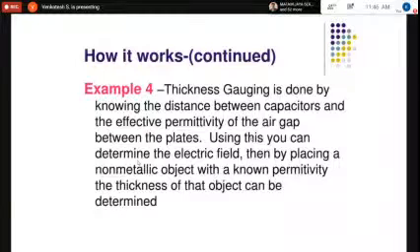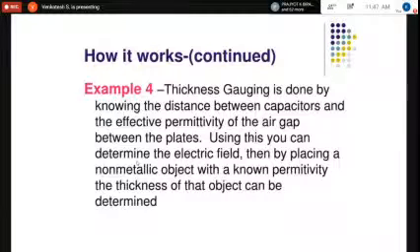And the third is thickness gauging. As the dielectric material thickness increases or decreases, thickness gauging can be done. The capacitance varies with the thickness of the dielectric material. Thickness gauging is done by knowing the distance between the capacitor plates and the effective permittivity of the air gap between the plates. Using this, you can determine the electric field. Then by placing a non-metallic object with a known permittivity, the thickness of that object can be determined.